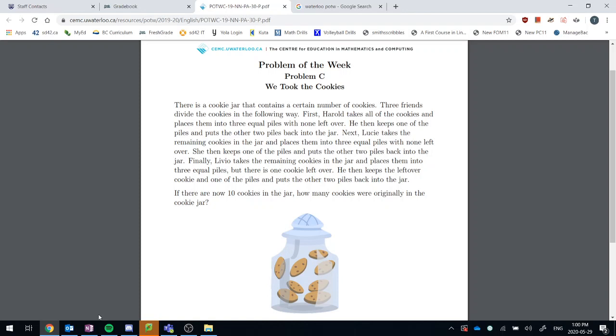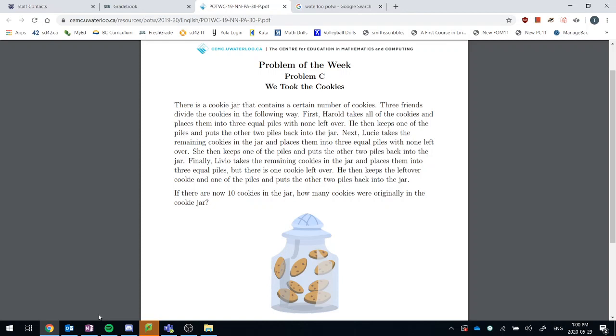But the amount of cookies went through a certain process. The process was that first Harold had taken every single cookie that was initially in the jar and put them into 3 equal piles, with none left over. So whatever amount of cookies is in the jar has to be a multiple of 3 because there's no left over. He keeps one of the piles and puts the other 2 piles back.